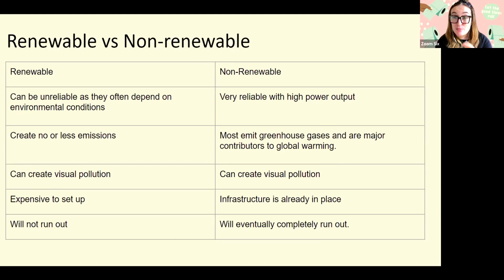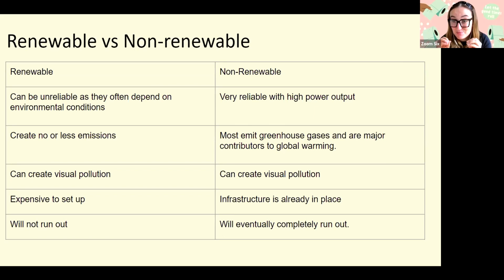Renewable resources produce, on the whole, less or no emissions of greenhouse gases, whereas non-renewable, with the exception of nuclear, do emit a large number of greenhouse gases and are major contributors to global warming. Both can create visual pollution, so can be ugly, basically, on the landscape. Renewable resources can be very expensive to set up, whereas with non-renewable, we're at the point where most of that infrastructure is already in place. We already have your coal, oil, and gas-fired power plants.